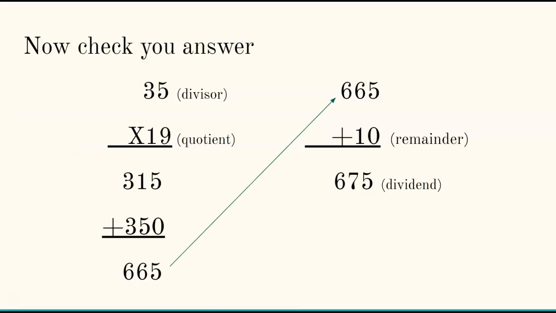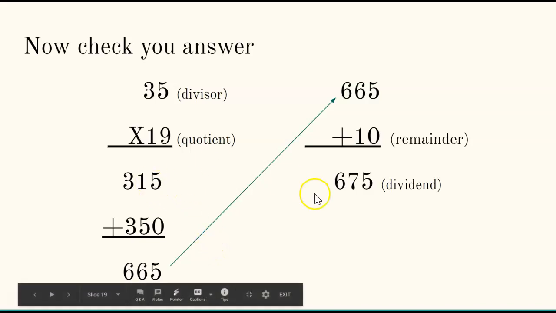Now, from there, a little refresher on how to check your answer. You get your divisor and you multiply it by your quotient and then add the remainder, and it should be your dividend of 675.